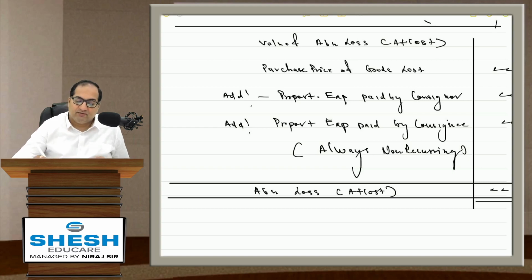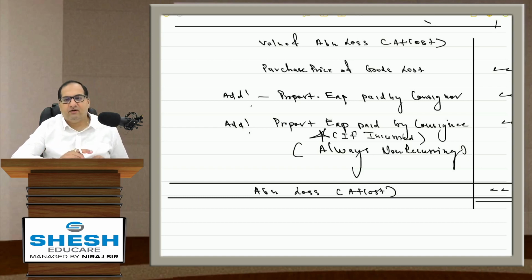ये जो प्रपोर्शनल एक्सपेंसेस पेड बाय कंसाइनी है, वो हमेशा ऐड करने हैं कि ओनली इफ इट इज इनकर्ड? ओनली इफ इट इज इनकर्ड। If the goods are dispatched by consignor to consignee, and before consignee took the delivery of the goods, those goods were damaged, lost, then consignee will not land up paying on those goods. Whether he has paid recurring and non-recurring, वो मुद्दा अलग ही है, but consignee will never pay on those goods which are lost before he took the delivery.